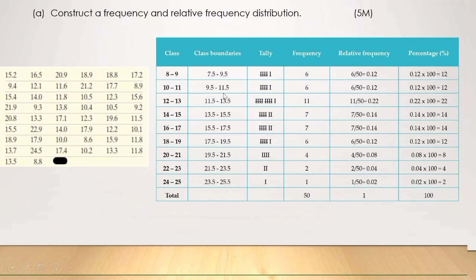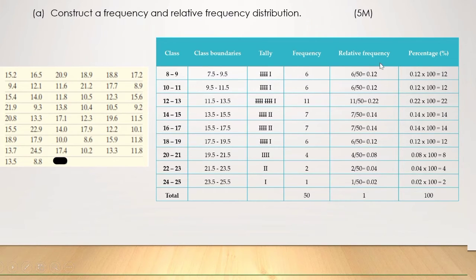To tally that, we have to go through the data one by one. For example, 15.2 is considered over here, 9.4 is considered here, 15.4 is considered here. So we have to tally everything and the frequency follows like this. I got 6 of the data, so the frequency will be 6. For this, the total frequency is 50.